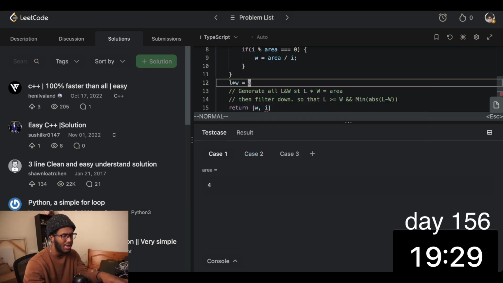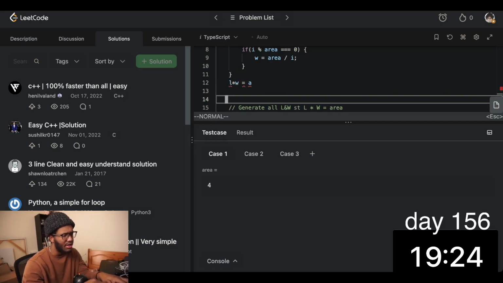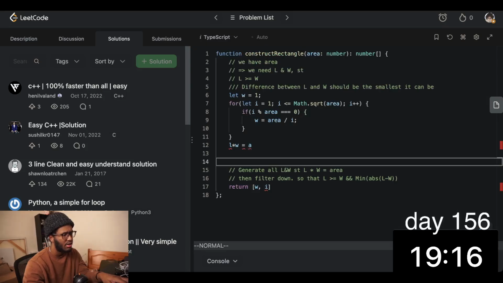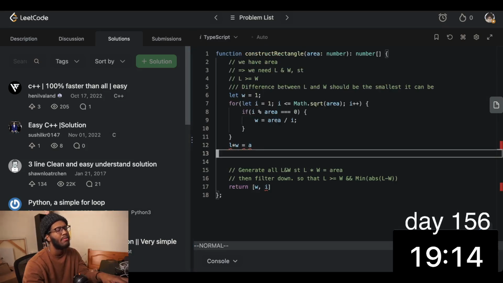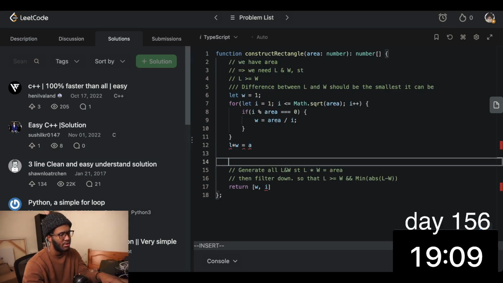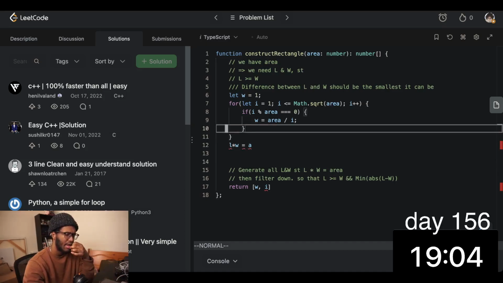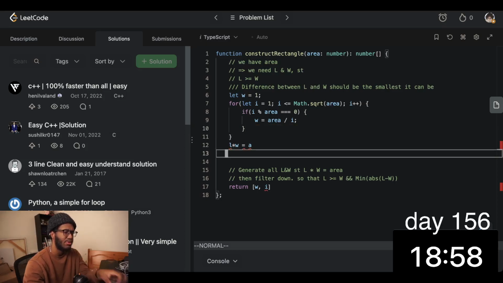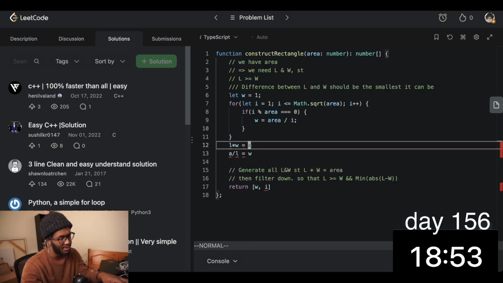I'm so confused for some reason. I needed a review on equations. L times W equals A. We're doing I mod area. I mod area is giving us W, so we're pretty much saying A divided by L equals W.